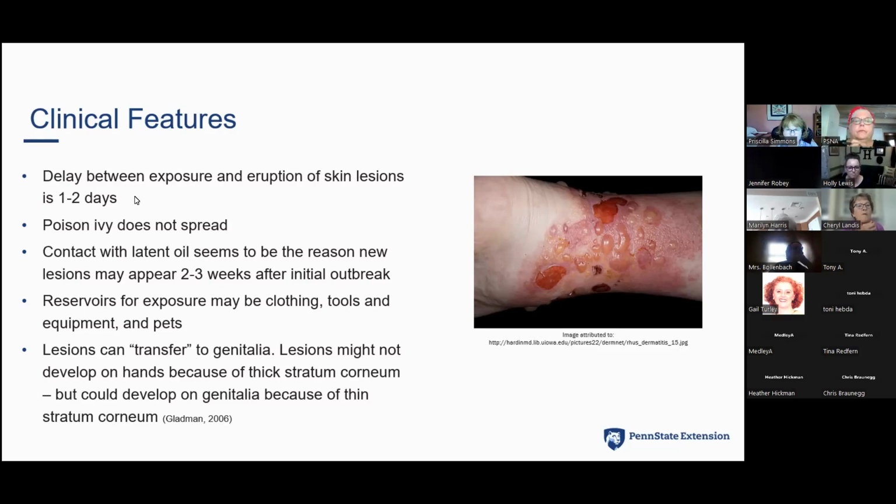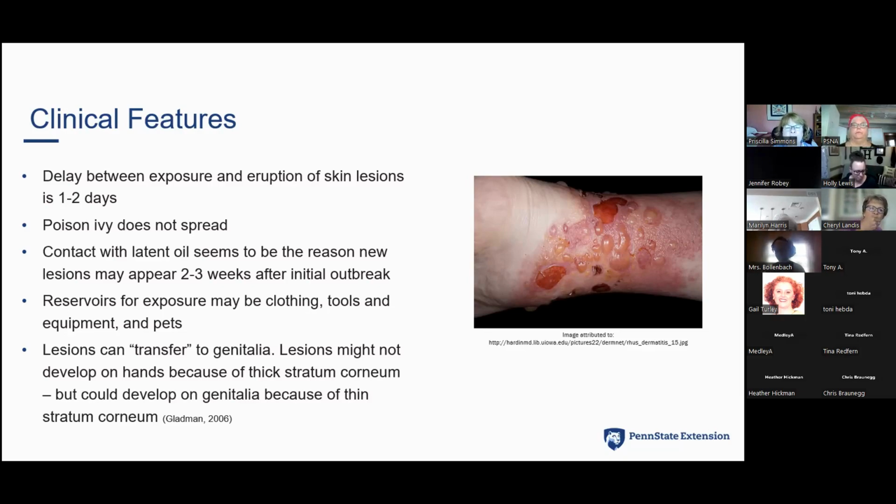The delay between exposure and the appearance of these skin lesions is about a day, or 1 or 2 days. The interesting thing about poison ivy is that it does not spread. And I feel quite sure that some of you will beg to differ.